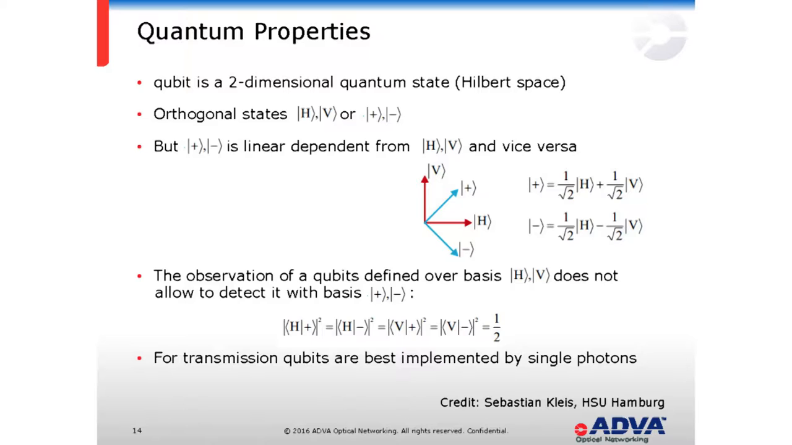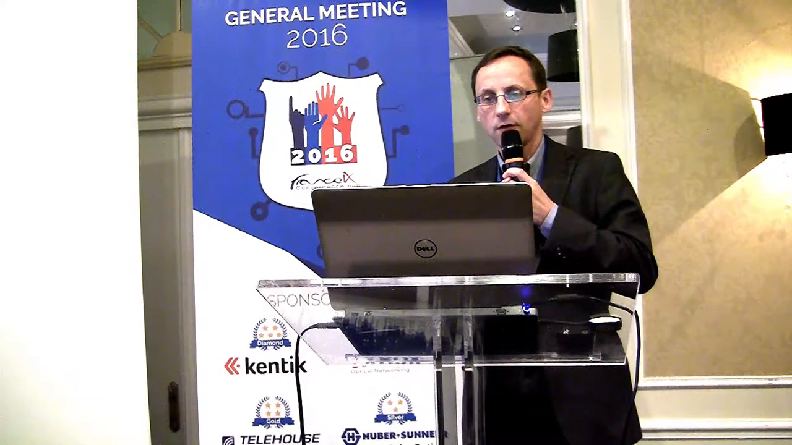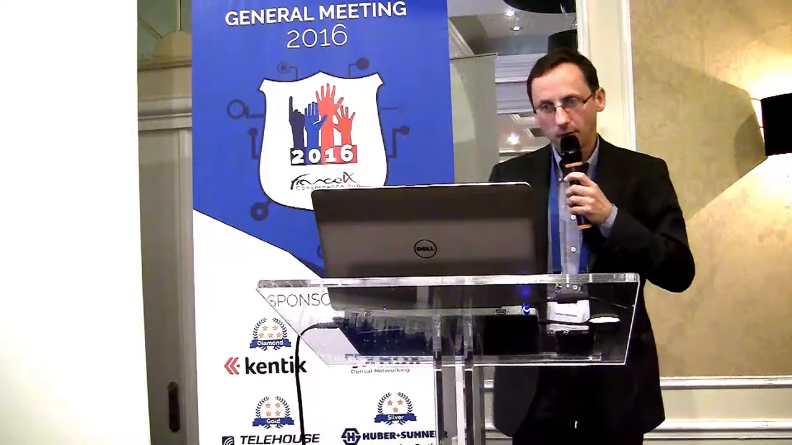And qubits mathematically can be described as a two-dimensional quantum state in the Hilbert space. So you do have orthogonal states. You might name them H or V or plus or minus. And the important thing is that it's just two-dimensional. So if you have a different orthogonal basis of your two-dimensional state, for example, plus and minus, that's linearly dependent on another orthogonal basis, H and V.